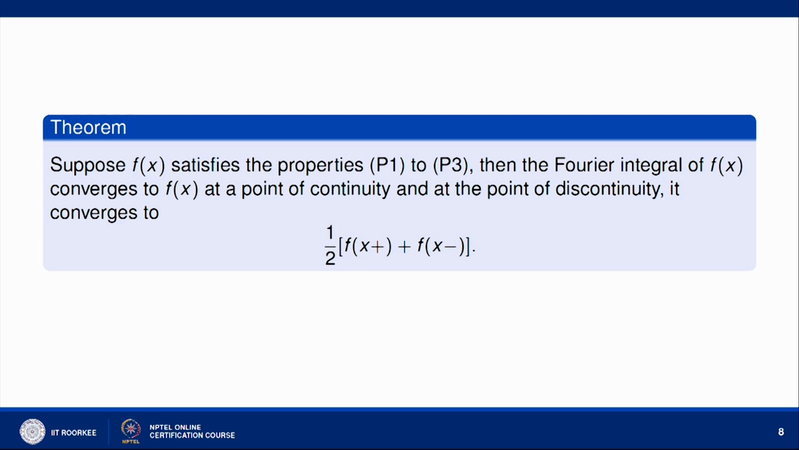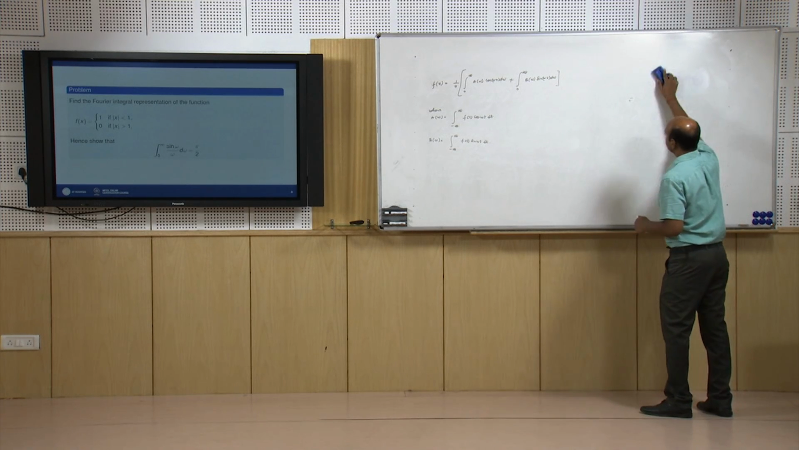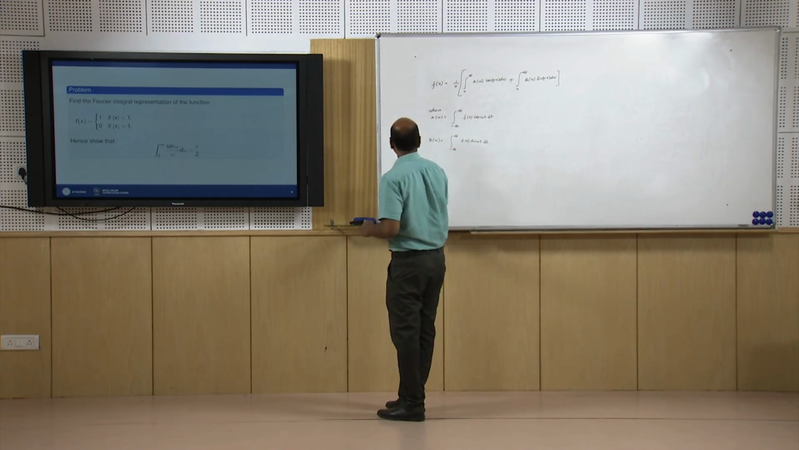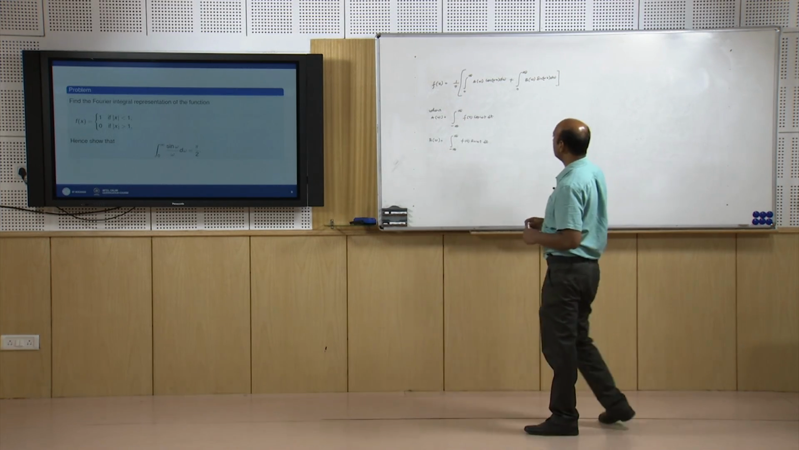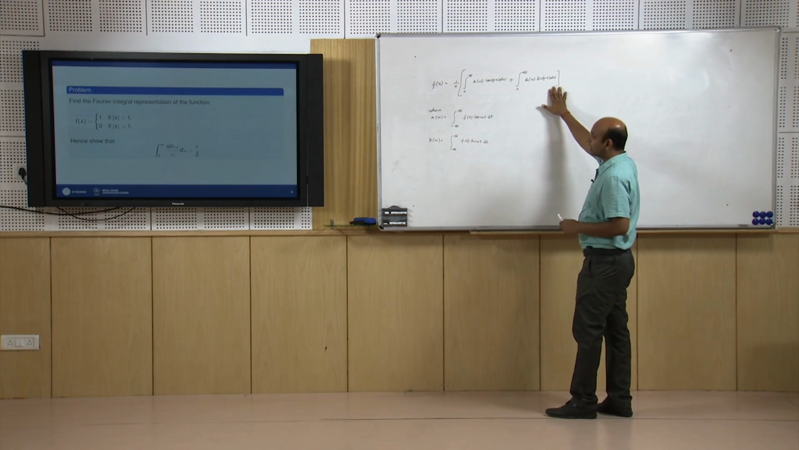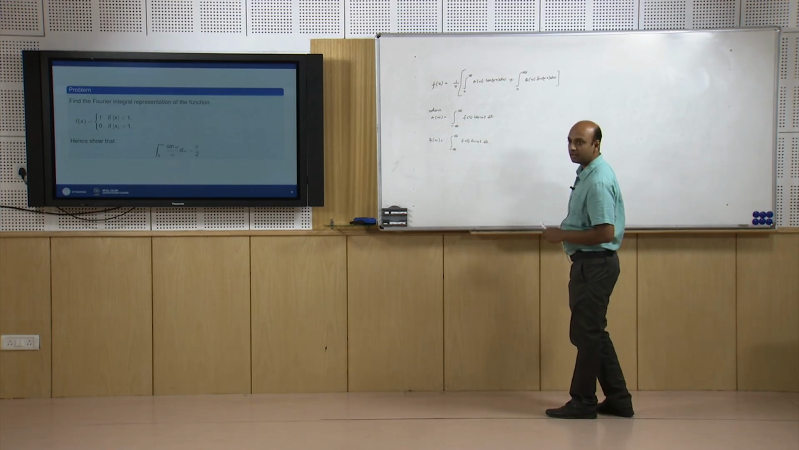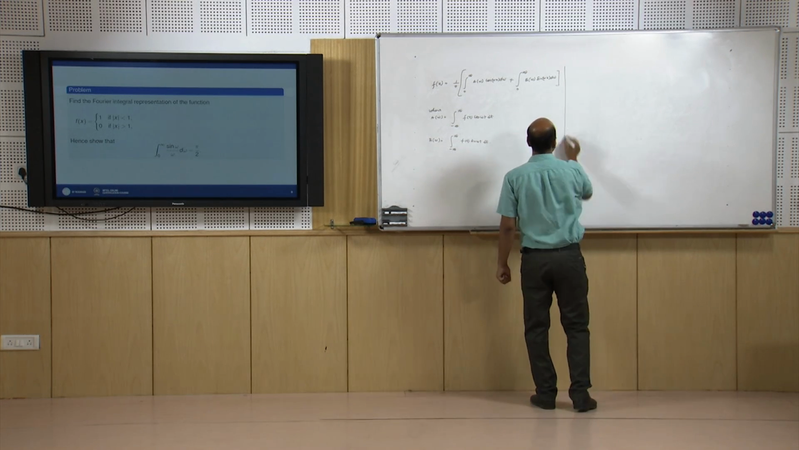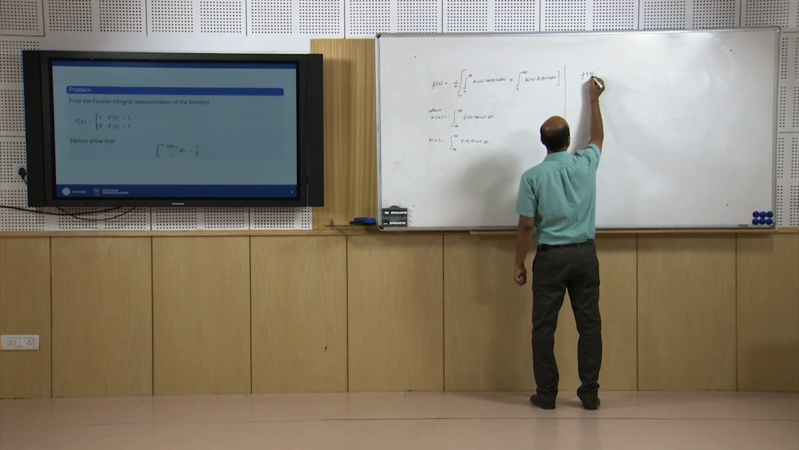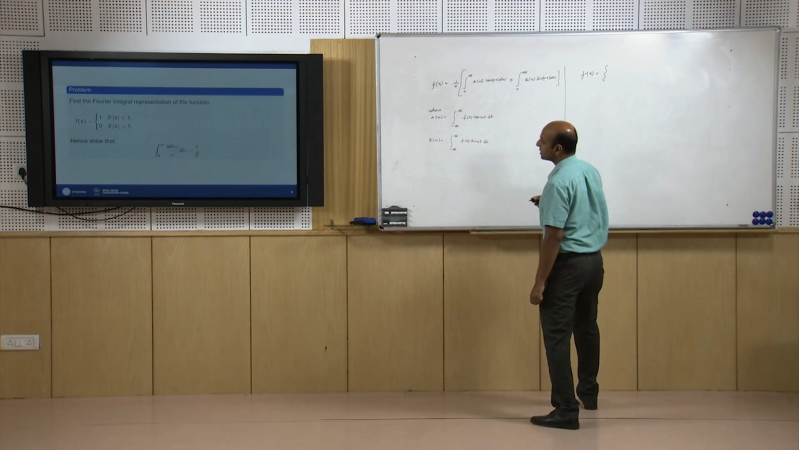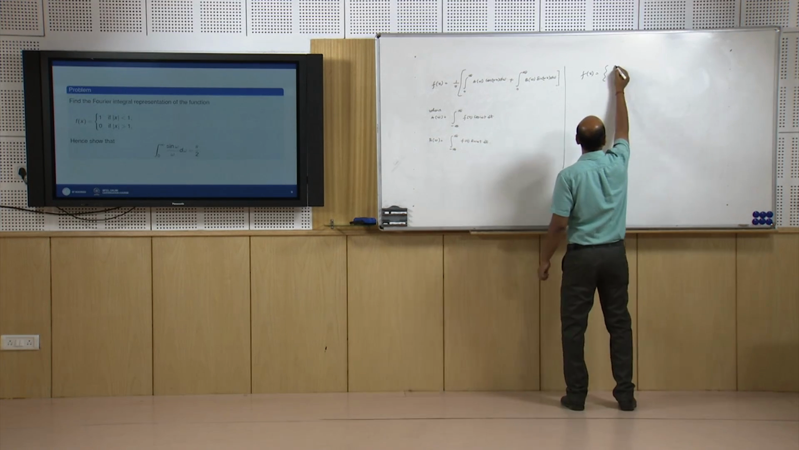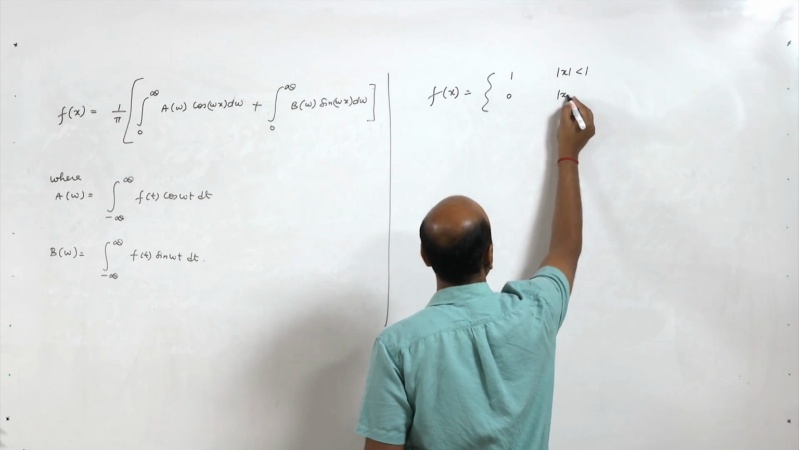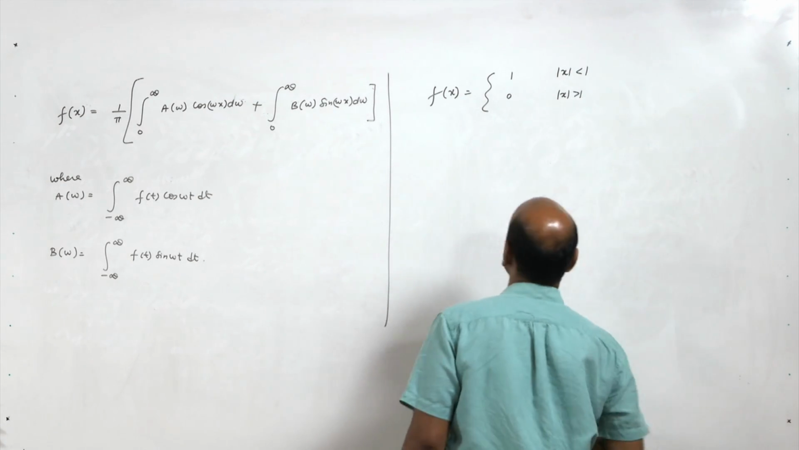Okay. Now, let us try this problem. We want the Fourier integral representation of this function. So, we know that the Fourier integral representation of a function f(x) is given by this expression, A(omega) is given by this, B(omega) is given by this expression. Now, what is the function? The function is defined as 1 when mod x is less than 1 and 0 when mod x is greater than 1. Okay. So, this is the function.